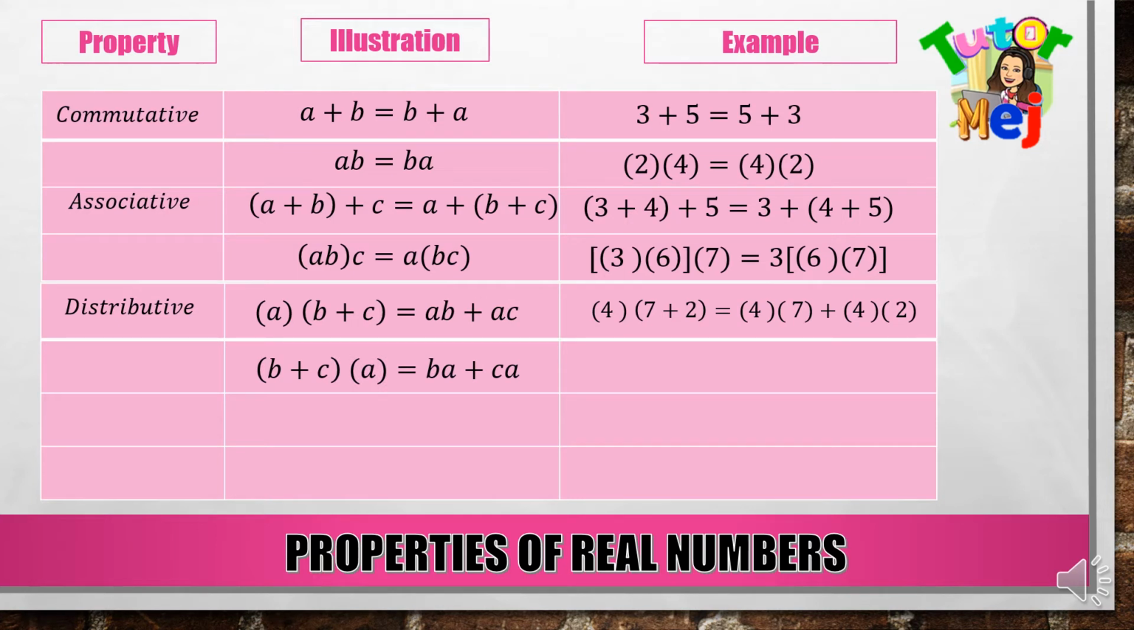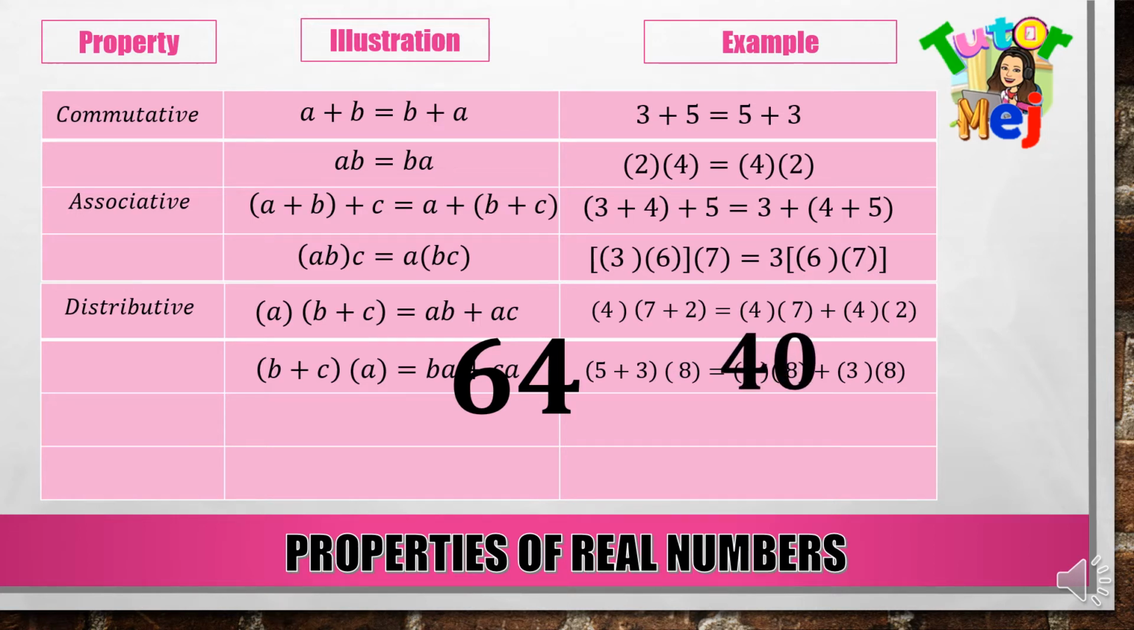Paano naman kung magkabaliktad? Mauna yung quantity of B plus C times A. So, ganun din. It is equal to BA plus CA. So, gawa tayong example. Quantity of 5 plus 3 times 8 equals 5 times 8 plus 3 times 8. So, let us answer 5 plus 3, that is 8. And 8 times 8, we have 64. 5 times 8, 40. And 3 times 8 is 24. 40 plus 24, we have 64.